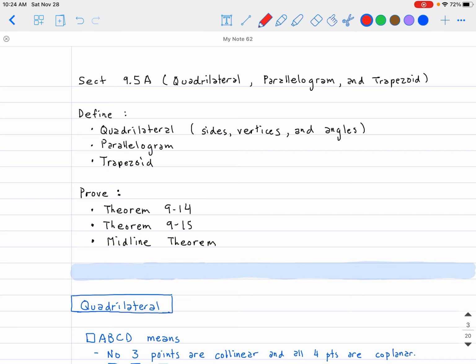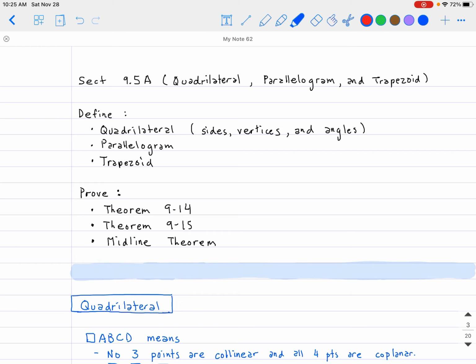Today in geometry, we will be going into section 9.5 and we'll be talking about quadrilaterals, and specifically parallelograms and also trapezoids. So now we're going to shift gears from triangles a little bit to what happens if you have something that has four sides. So let's go ahead and begin.